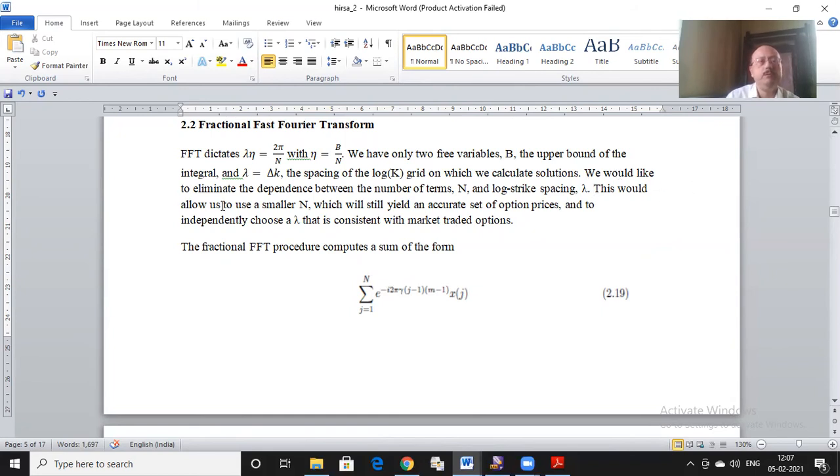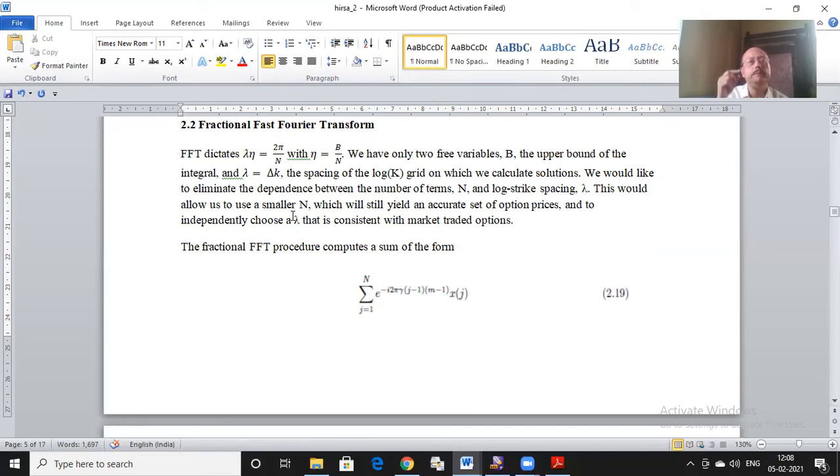It would be good if we could eliminate the dependence between this number of terms n and the log strike spacing. The spacing and number of terms are now one-to-one connected, so we want to eliminate that dependence. This would allow us to use a smaller n, a smaller number of terms, but still get an accurate set of option prices.